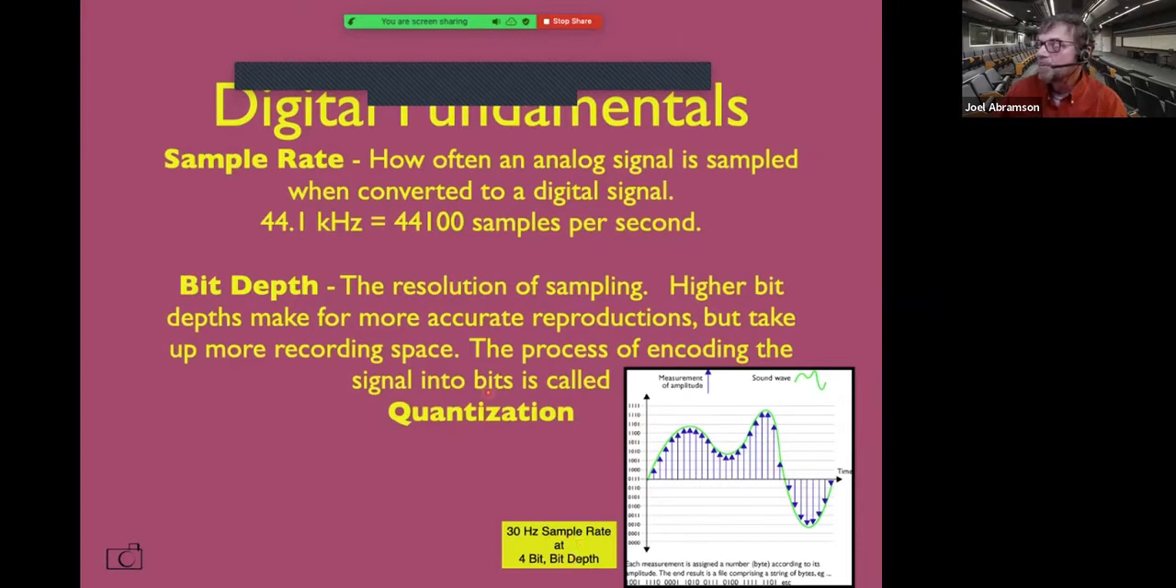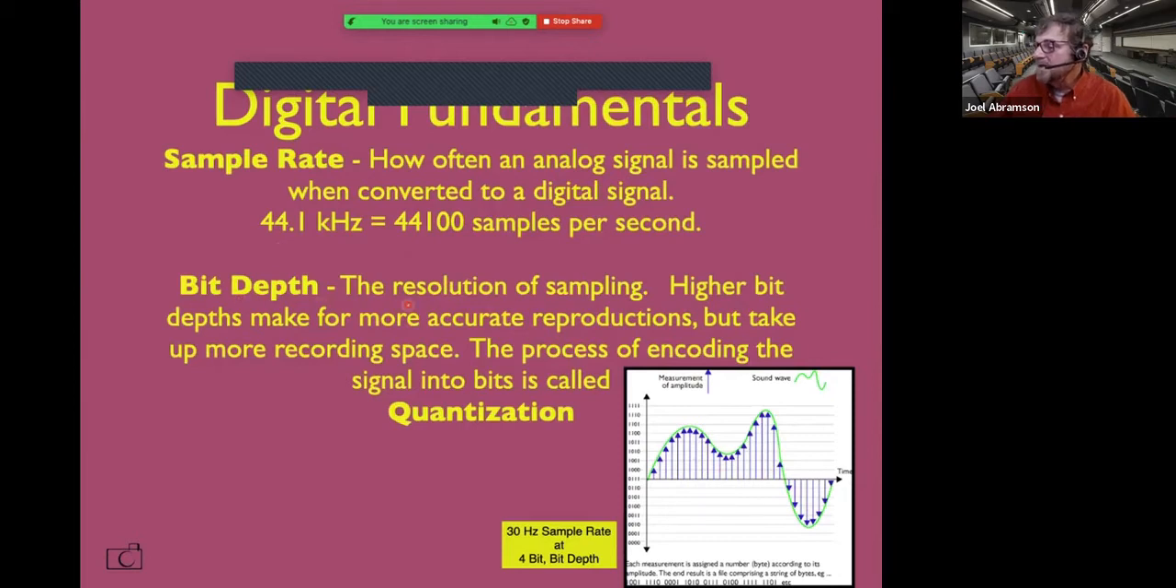All right. So the sample rate is how often a signal is sampled when converted to a digital signal. If you've heard about MP3 files, a standard sample rate is 44.1 kilohertz, or 44,100 samples per second. So imagine there are 44,100 of these arrows in 1 second of sampling at that MP3 sample rate.